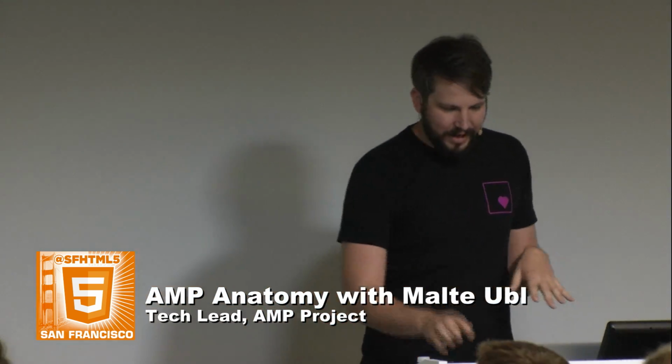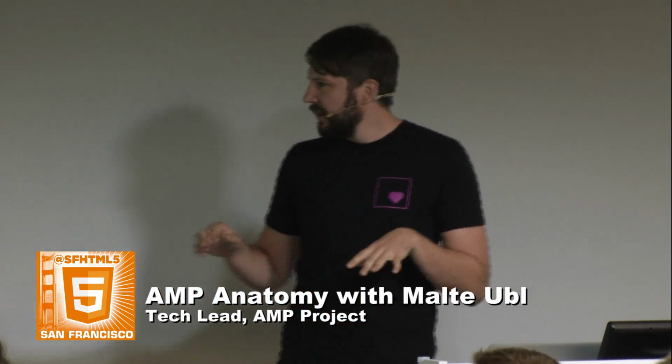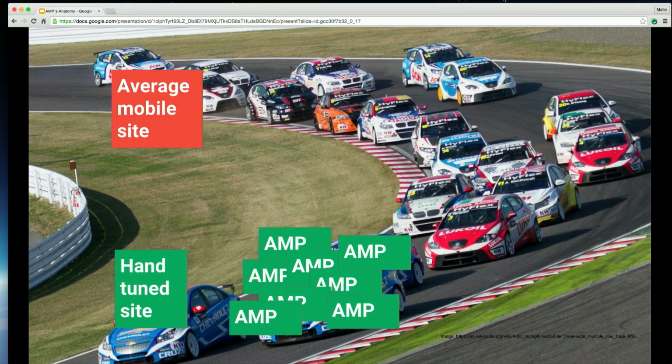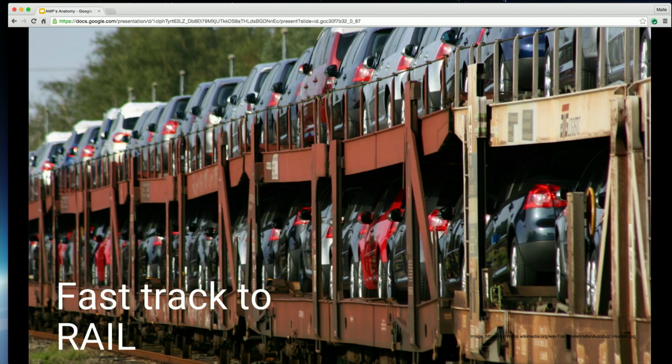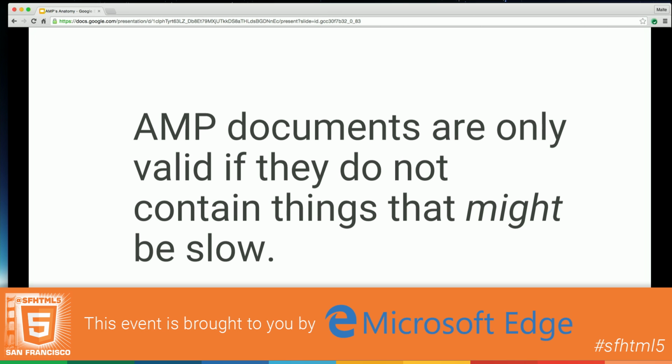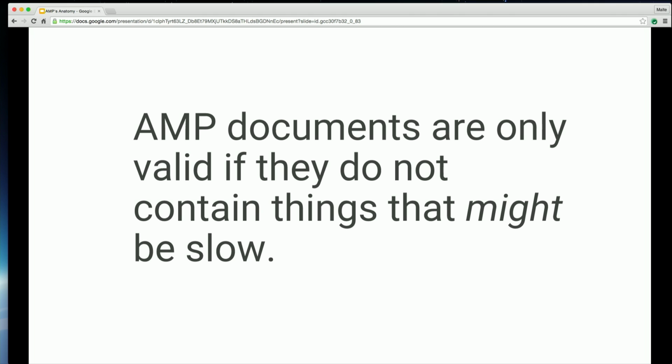But the important part about AMP is that all the AMPs are expected to be winning, right? They might not be the fastest, but they're all up there. They're all going to be pretty fast. And so it's your fast track to RAIL. I had to put this in there to give some context. So all AMP documents should be decently fast, right? That's the promise.